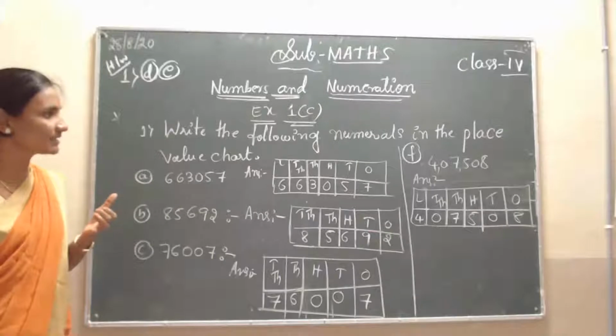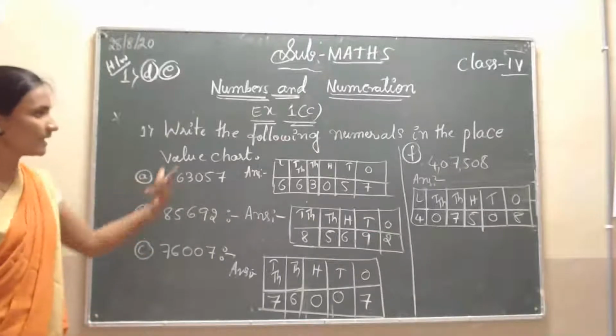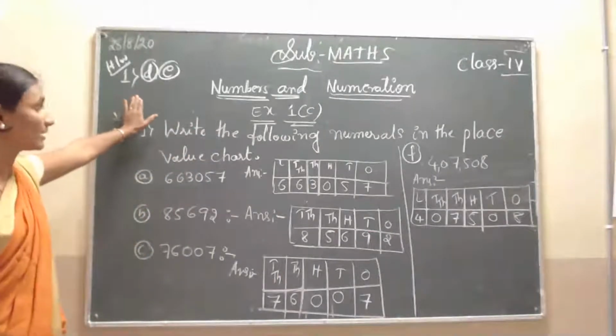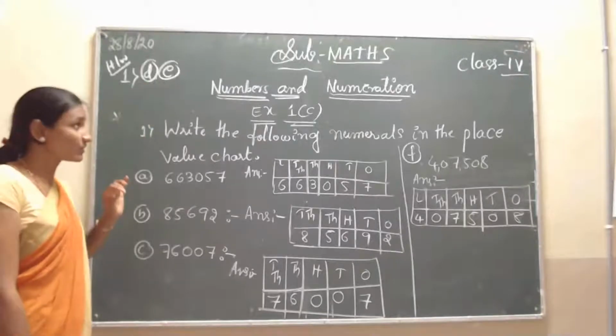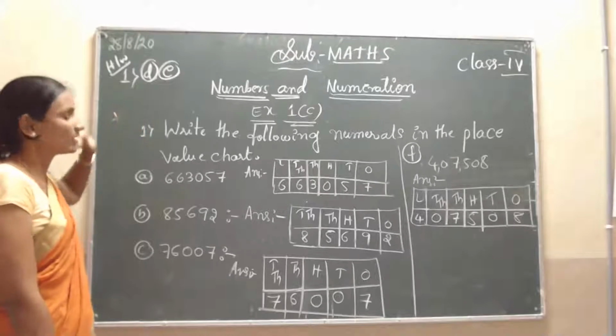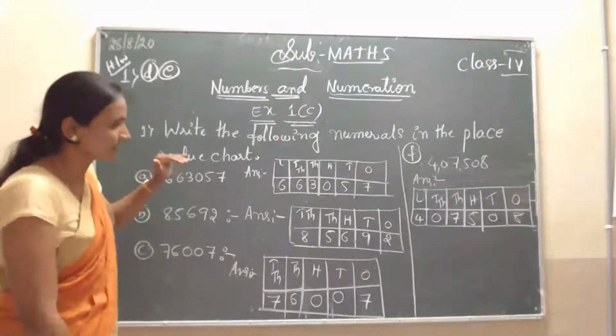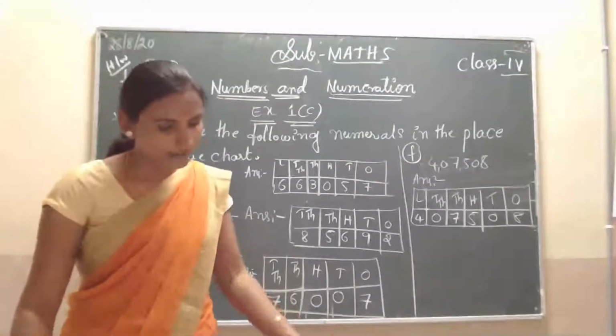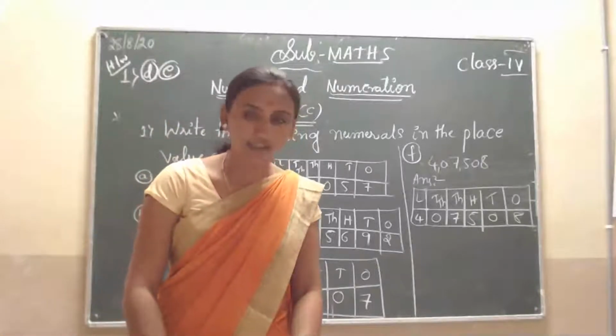Okay, in this first main I solved A, B, C and F. I gave D and E as homework. Students, don't forget, just remember D and E are the first main homework. So this is the place value chart. Okay, yes students. Next I will solve the fill in the blanks.